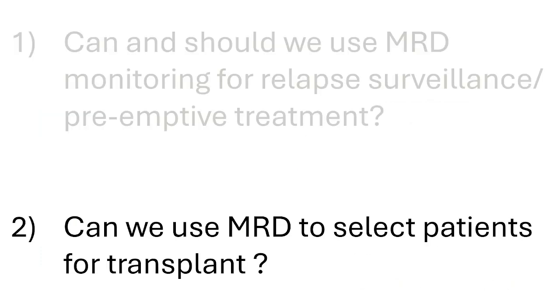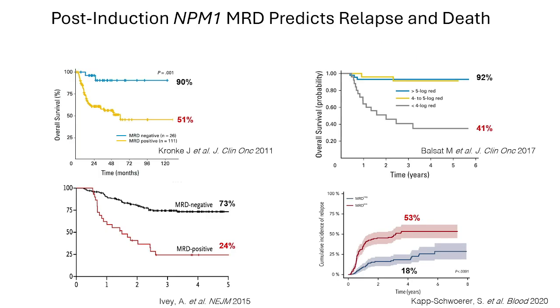So moving on to the second question, can we use MRD status to select patients who will benefit from bone marrow transplant in first remission, which is, of course, one of the age-old questions in AML. And in this section, I'm going to focus on NPM1 and then core binding factor leukemias, starting with NPM1.